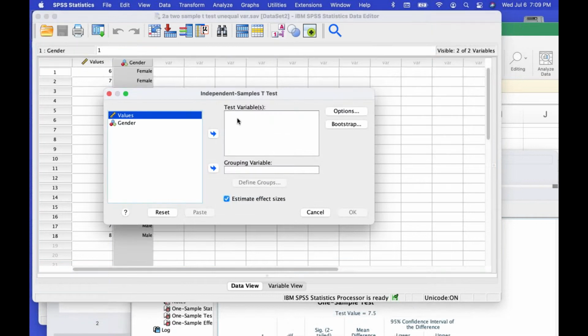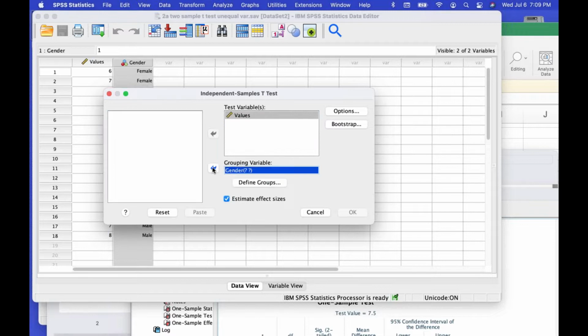Okay, so what is our test variable? The test variable is the one that's going to give us our means. So we're going to move that in there. We're going to take the means of those numbers in the column values, but we're going to group them by gender. We're going to split them up. In other words, a grouping variable is kind of a factor. We're going to factor them into 2 groups, males and females.